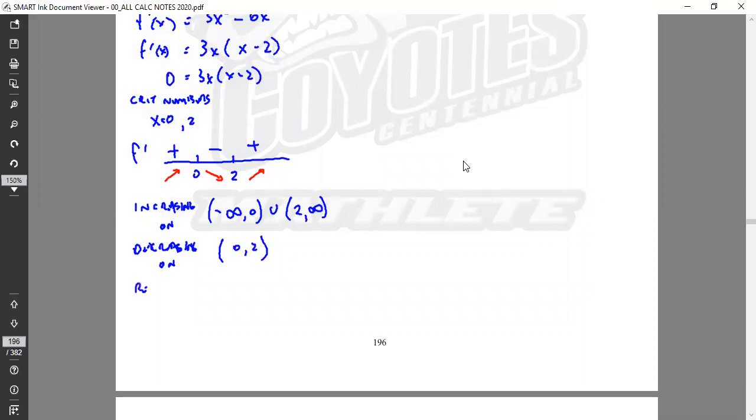Therefore, we have a relative maximum when we're increasing and then decreasing. So we have a relative maximum at 0, 4. We have a relative minimum at 2, 0.